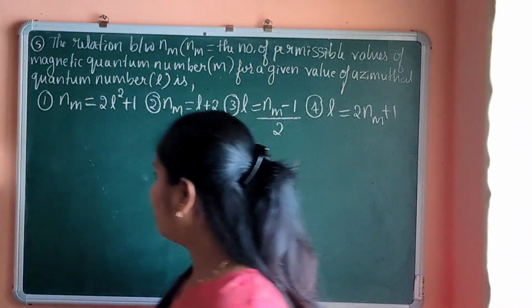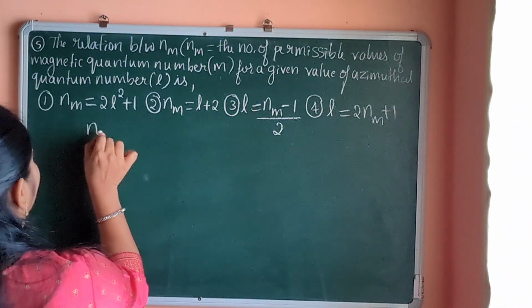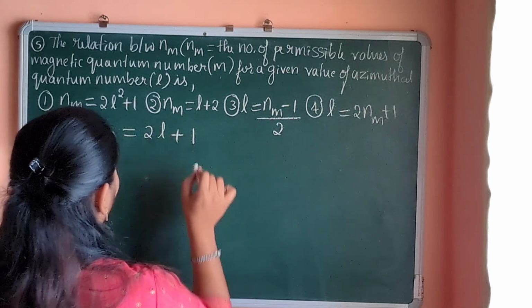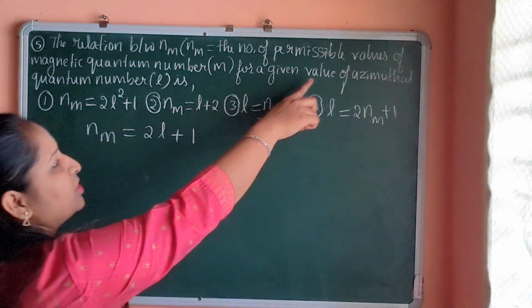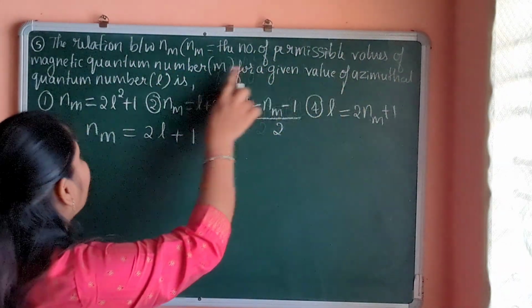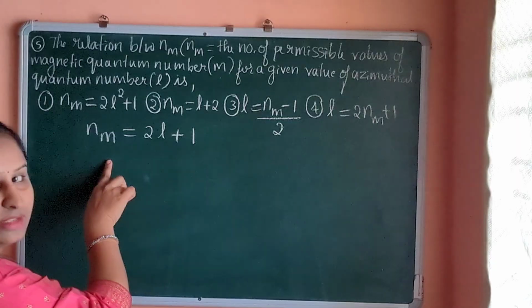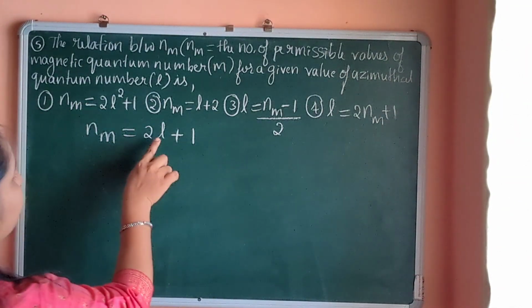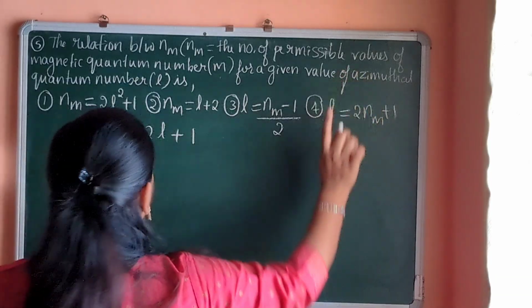So, we know that the formula is Nm equals 2L plus 1. This is the given formula, that is, the number of permissible values for the magnetic quantum number m for a value of azimuthal quantum number can be written as Nm equals 2L plus 1, where L is the azimuthal quantum number.